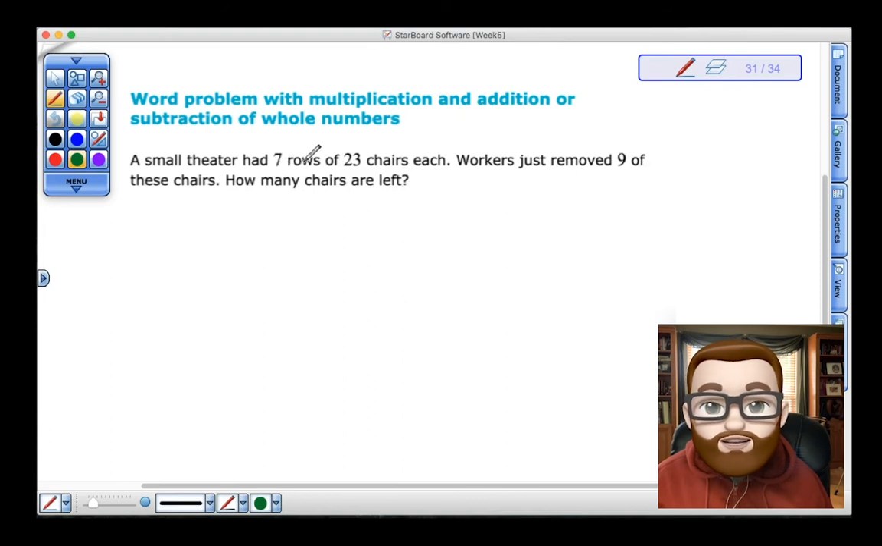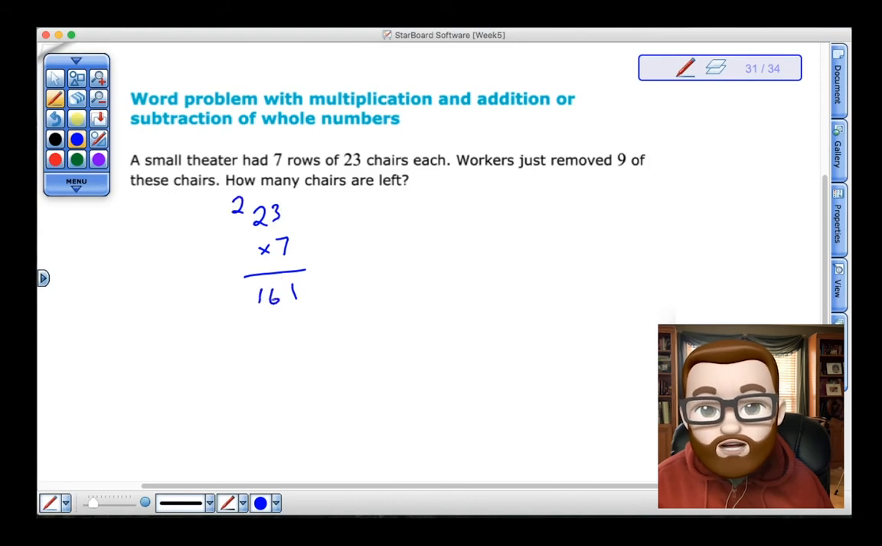So we know that there's 7 rows, 23 chairs in each row. We're going to start by figuring out how many chairs there are all together. So that means we need to multiply 23 times 7. So 3 times 7, I get an answer of 21. So the 1 is on the bottom, 2 is up on top. 2 times 7 is 14, plus the original 2 gives us 16. So with 7 rows of 23 chairs each, we have 161 chairs all together.